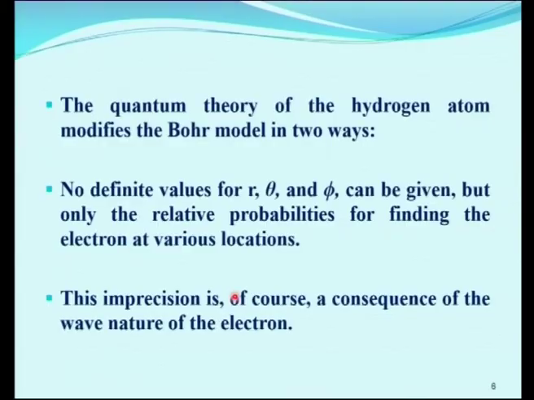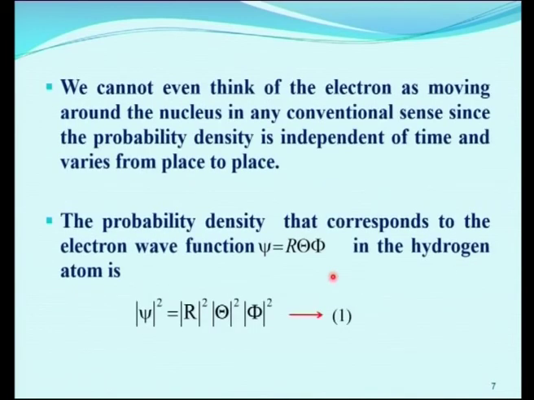That means no definite values of r, theta, phi, these are all the spherical coordinates, can be given, but only the relative probabilities for finding the electron at various locations. The probability density corresponds to the electron wave function.